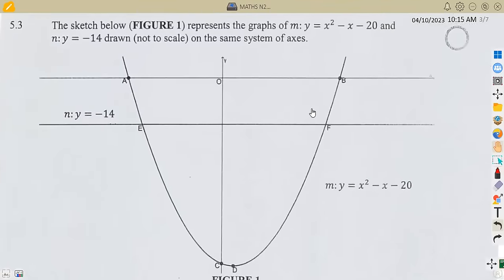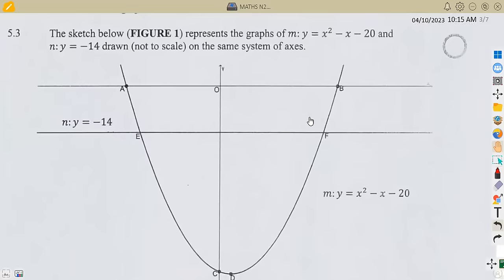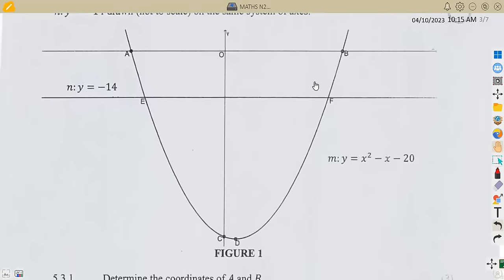On question 5.3, the sketch below represents the graph of y equals x squared minus x minus 20 and y equals minus 14 drawn on the same axis. So these are the two graphs that we have. Remember, this is your x-axis and this is your y-axis in this case. This is at 0,0. Sorry for that.